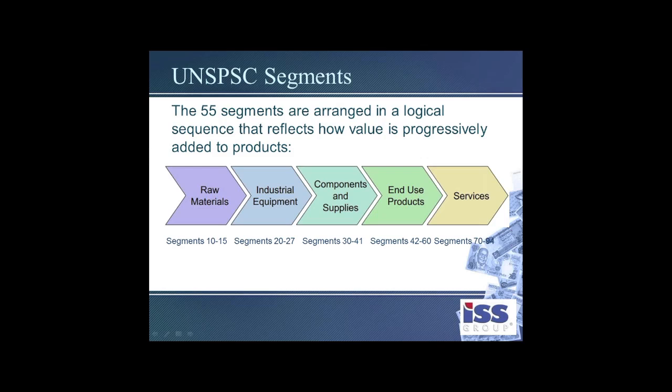Now, the core basic segments include raw materials, industrial equipment, components and supplies, and end-use products. And on top of that, there's a whole group of segments for services. So this is a broad categorical scheme, and it can be extended. You can even extend it for your own needs. You can create elements for your own purposes that are not part of the standard code set, as long as you and your suppliers and/or customers agree upon that definition. Next slide.